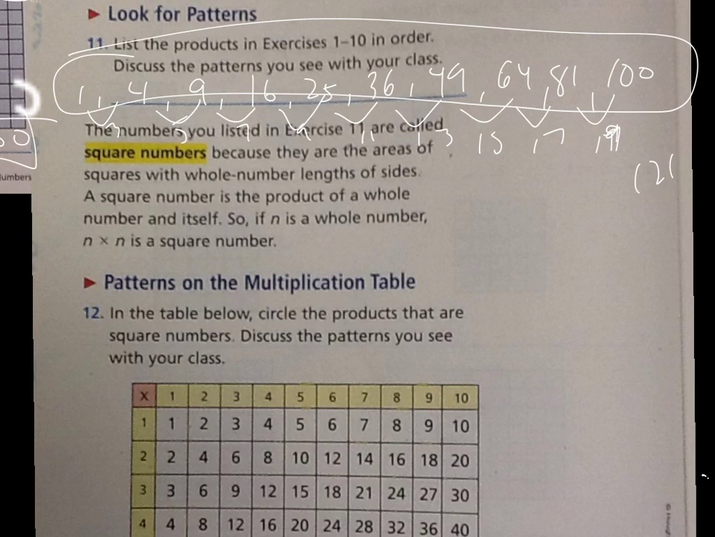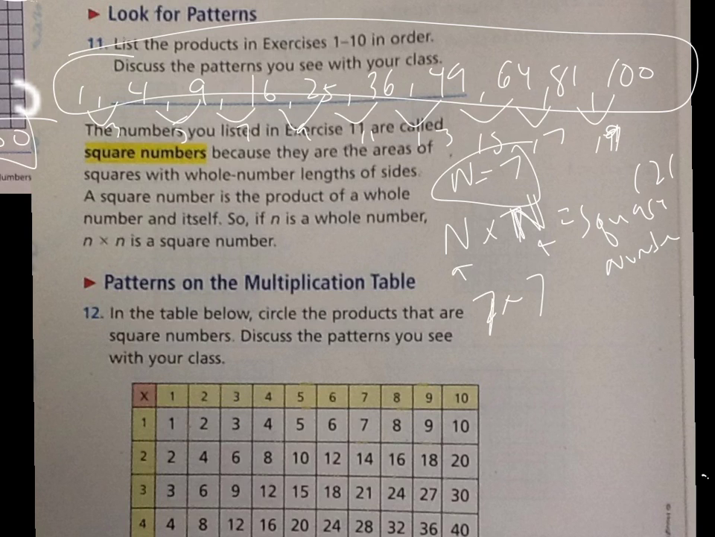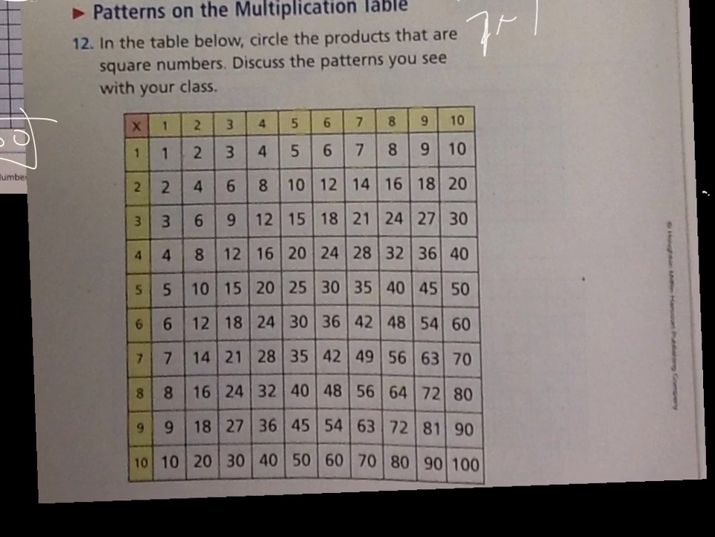So if n is the whole number, then n times n is a square number. So that means if n represented whatever n would represent, you could say n equals 7. So n times n would equal a square number because you're multiplying n times n, and we told you n was 7, so it's actually 7 times 7.